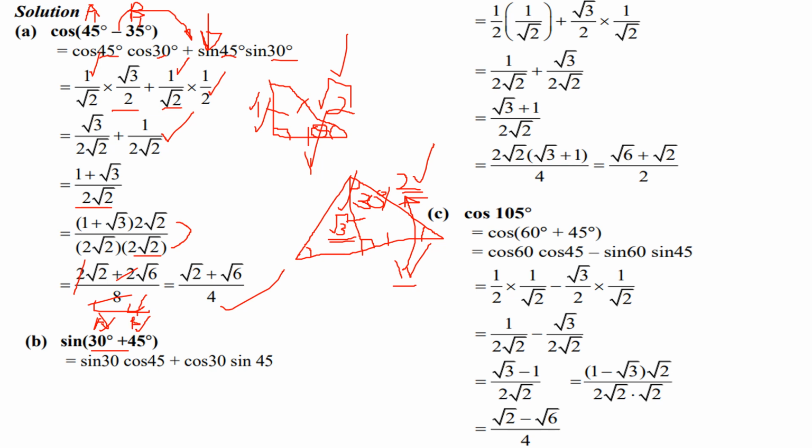So sine A plus B is the same as sine A cos B. Then for sine, the sign remains the same. We don't change it. Then cos A sine B. But here our angle for A is 30 and our angle for B is 45. And you do the same also this side.